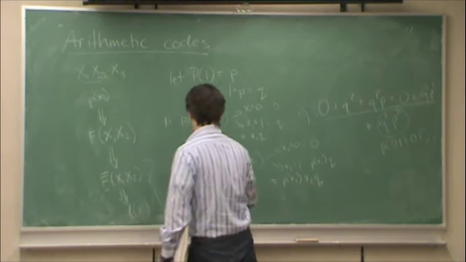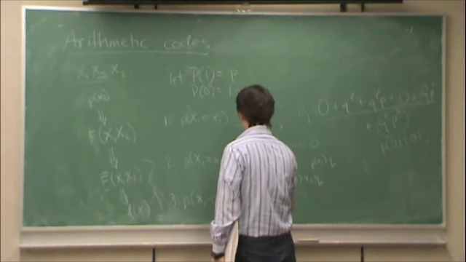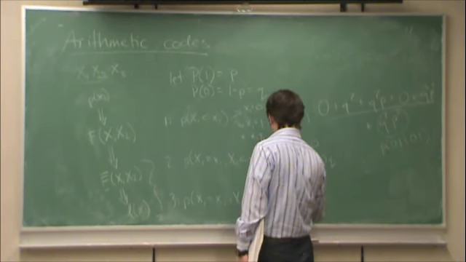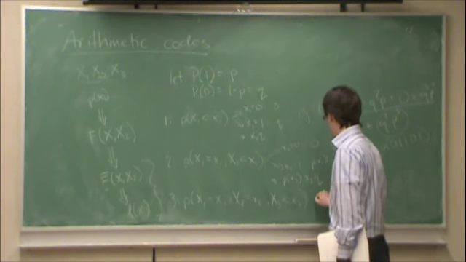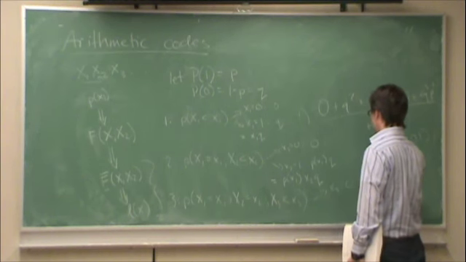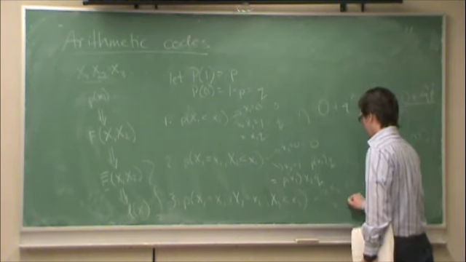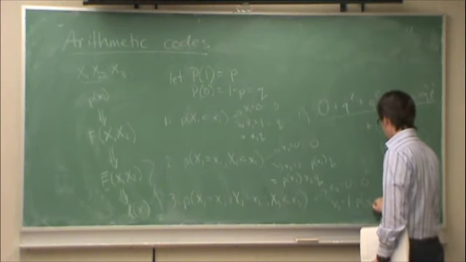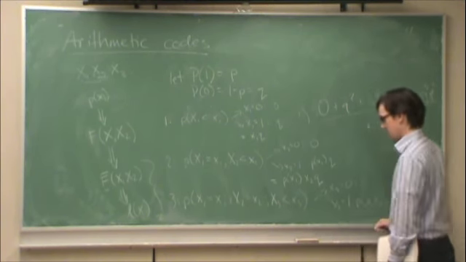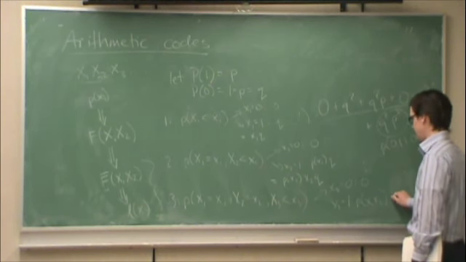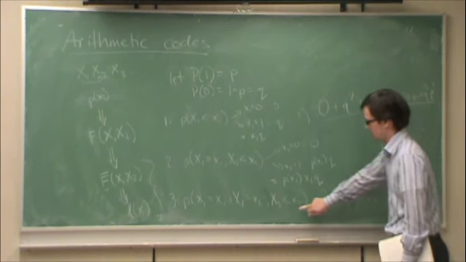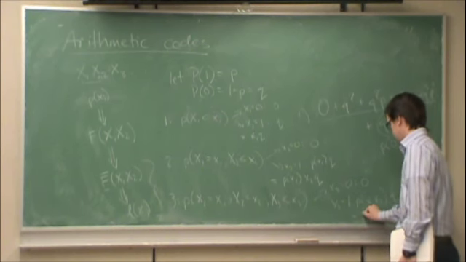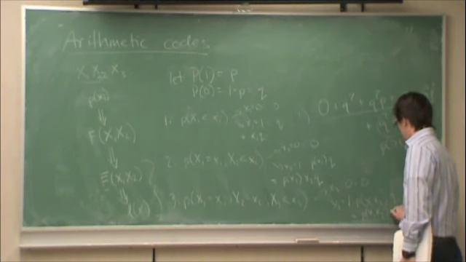Stage 3, probability x1 equals x1, x2 equals x2, x3 less than x3. If x3 equals 0, that's 0 again. If x3 equals 1, I get the probability of the sequence x1, x2 times q, for x3 being 0. And I can write that whole thing as probability x1, x2 times x3q.